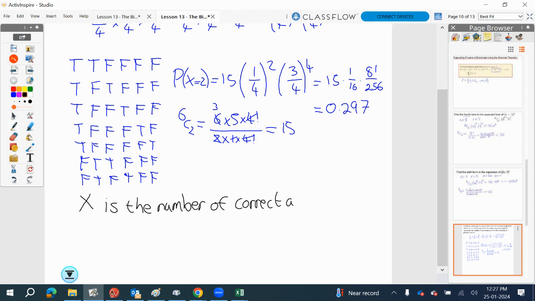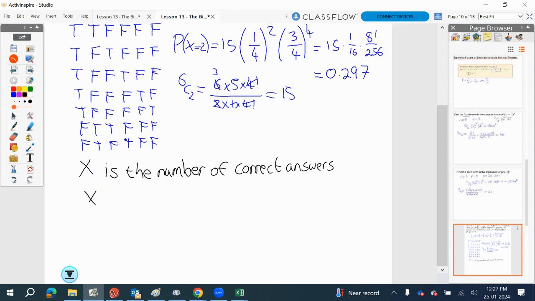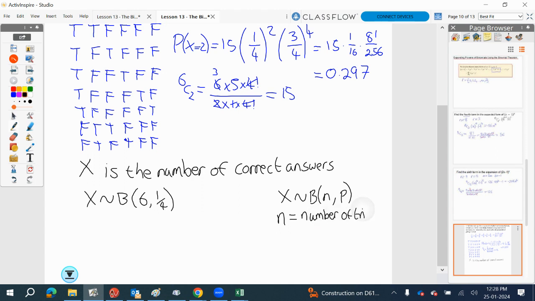X is the number of correct answers. How is x distributed? X is distributed binomially. We do 6 trials, and the probability of success is 1/4. This is the mathematical notation for this. Generalizing that, we've got x is binomially distributed with n and p. n equals the number of trials. p is the probability of success.